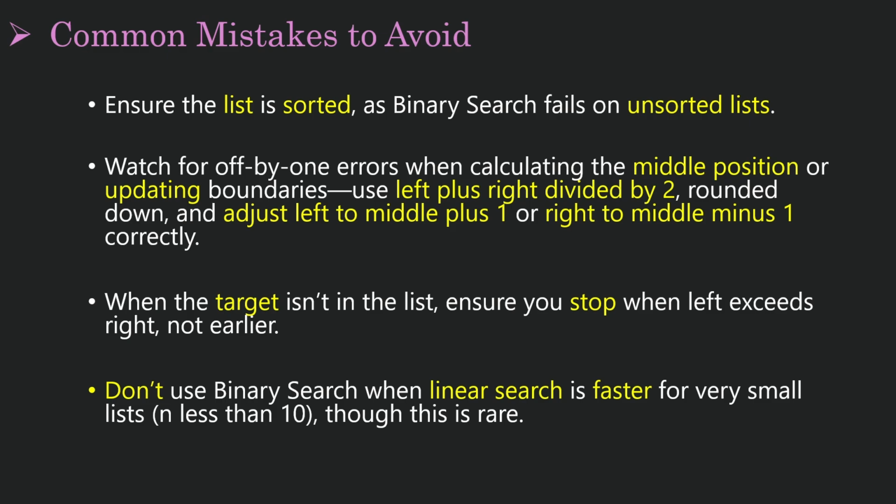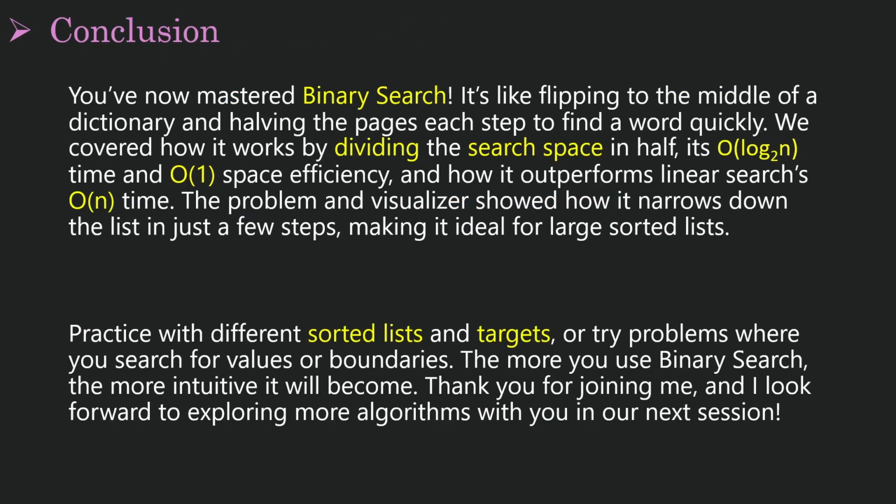Common mistakes to avoid. Be careful to ensure the list is sorted, as binary search fails on unsorted lists. Watch for off-by-1 errors when calculating the middle position or updating boundaries. Use left plus right divided by 2, rounded down, and adjust left to middle +1 or right to middle -1 correctly. When the target isn't in the list, ensure you stop when left exceeds right, not earlier. Finally, don't use binary search when linear search is faster for very small lists, less than 10, though this is rare.